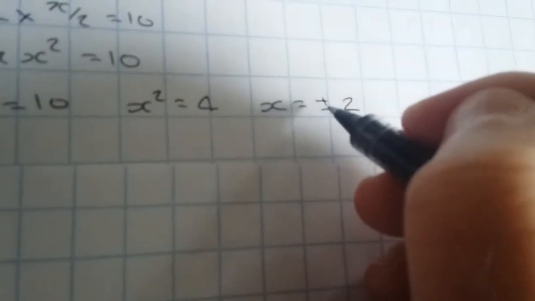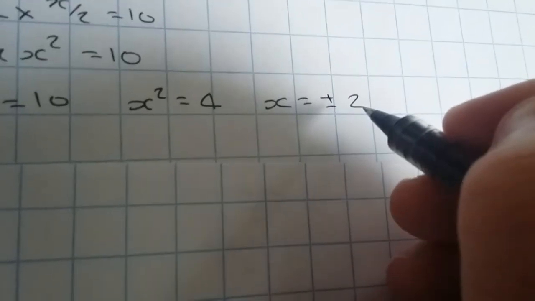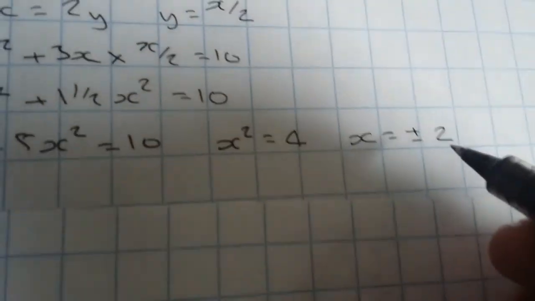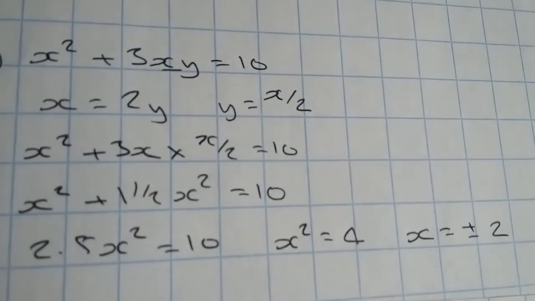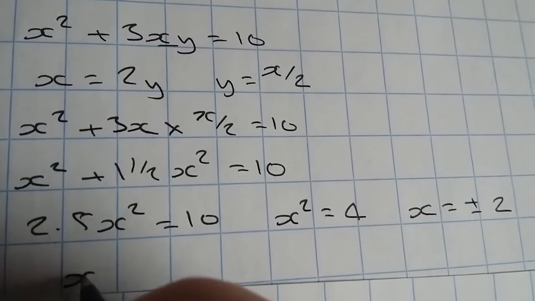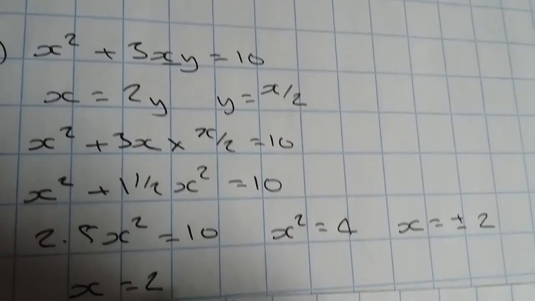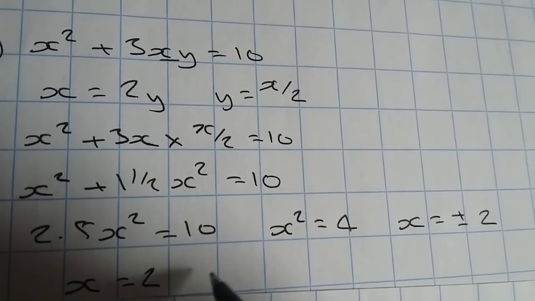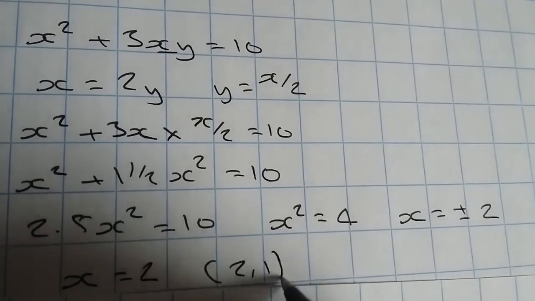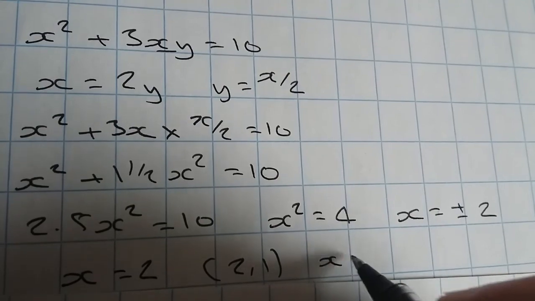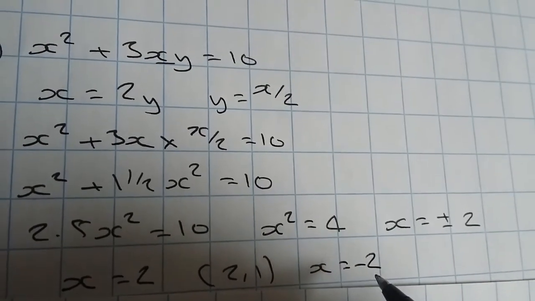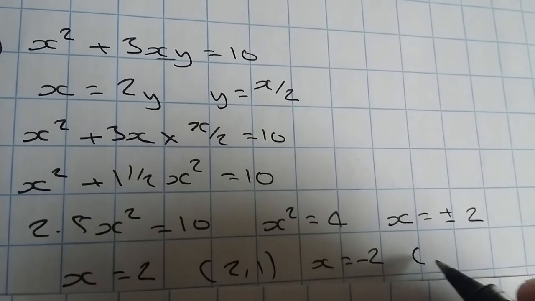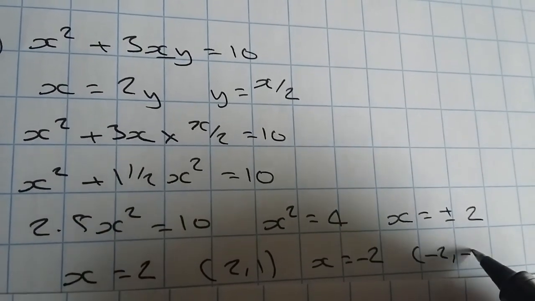I then use these values of x, plus 2 and minus 2, in my original equations up there to find out the y value. So I get two answers. When x is 2, that tells me that 2y is equal to 2, so y is 1. So I get one solution, which is 2, 1. When I use x is minus 2, I get minus 2 is equal to 2y, so y is equal to minus 1, so I get the answer minus 2, minus 1.